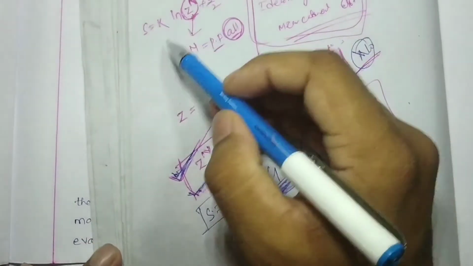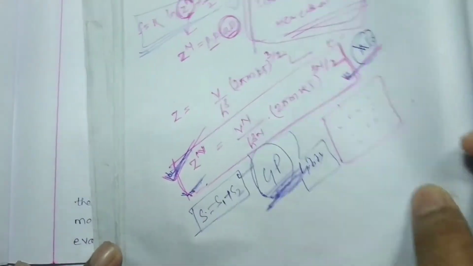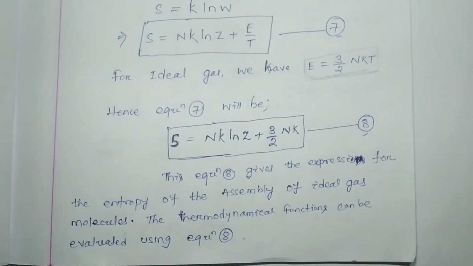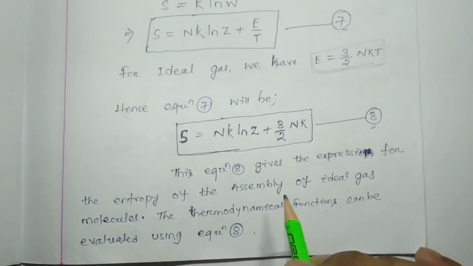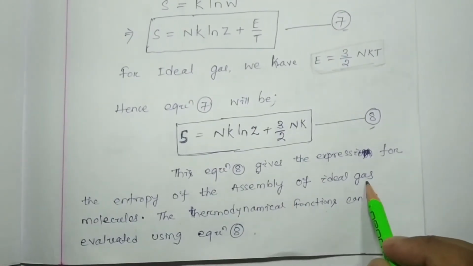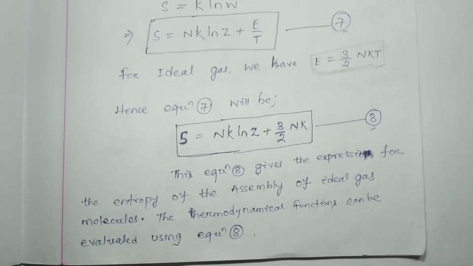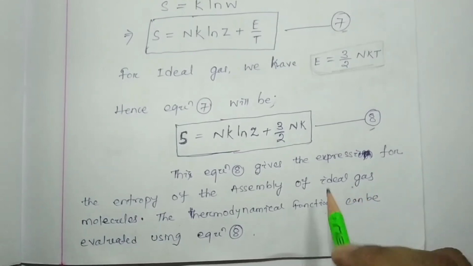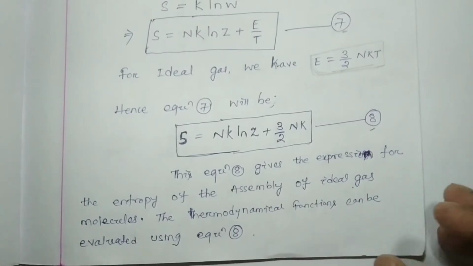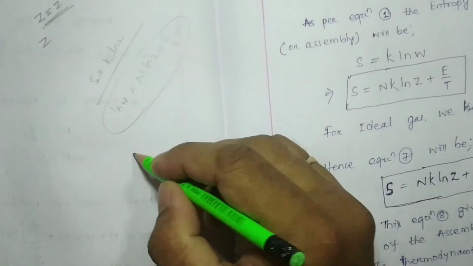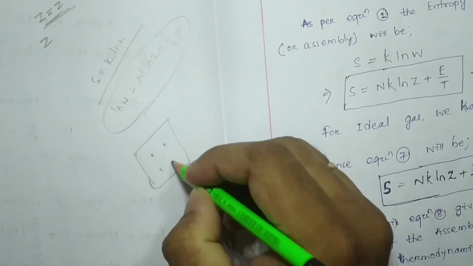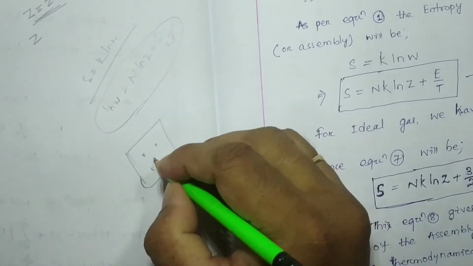Now we have to use this entropy to find out the different thermodynamical functions. Here we have considered ideal gas molecules, where the gas molecules are distinguishable from each other. You remember this one. The gas molecules are distinguishable. That means inside this container, suppose 5 gas molecules are there.